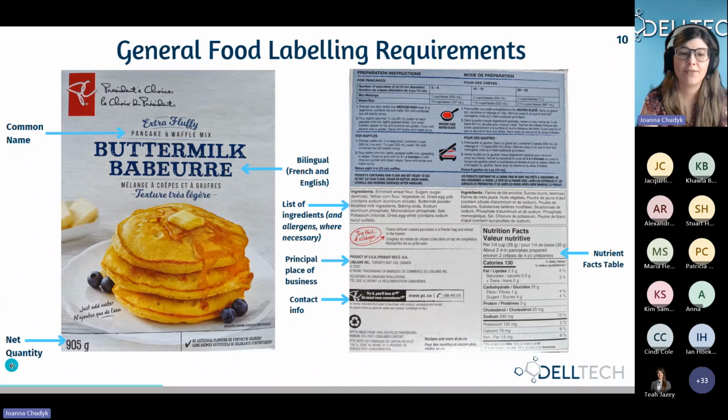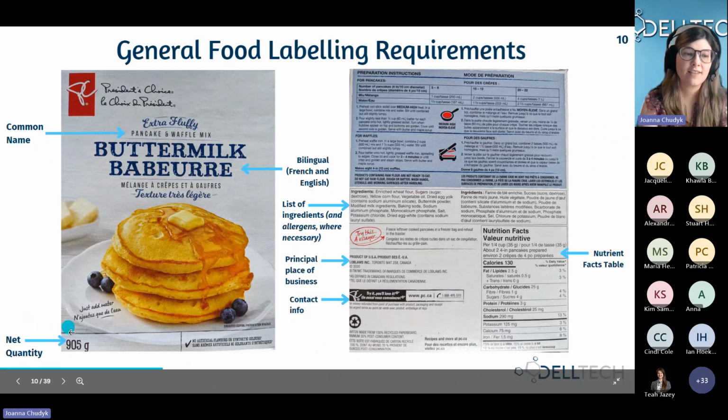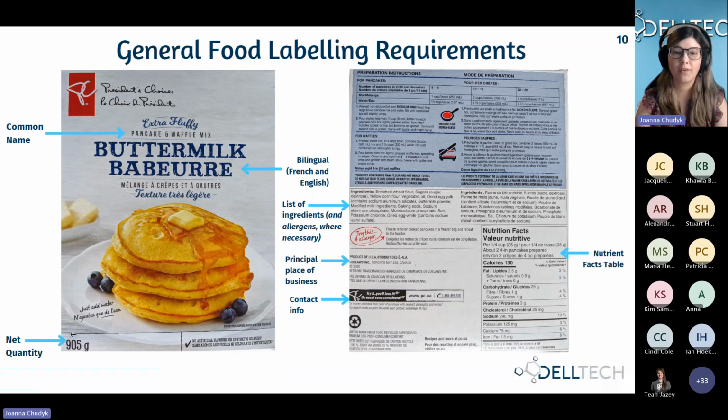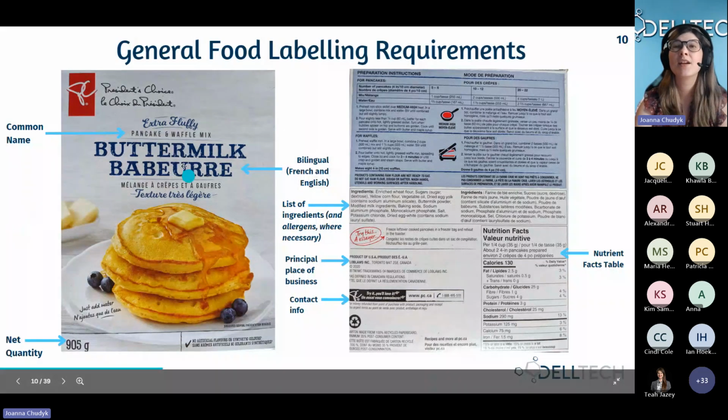And lastly, we have the net quantity. This needs to be displayed in metric units. US units are optional, but you are required to have the metric units. For products that are solids, that's grams or kilograms. And for liquids, that's milliliters or liters. For this product, it's a pancake and waffle mix. That's a solid, and it should be listed in grams.